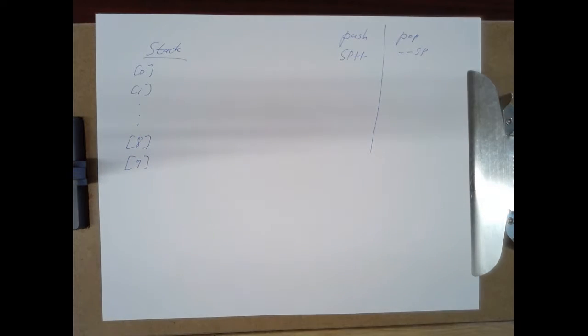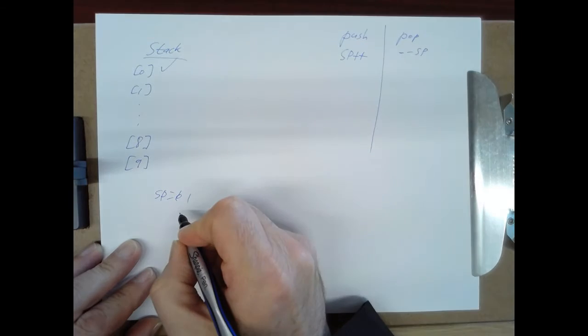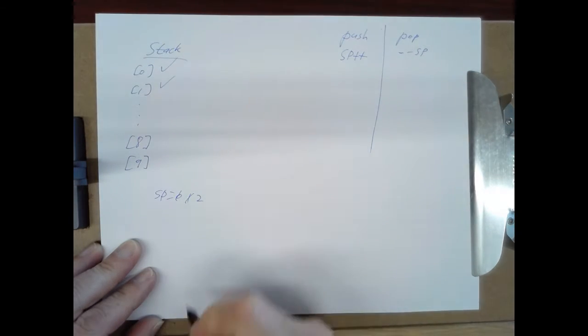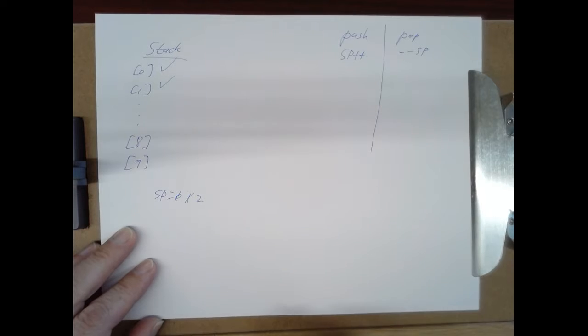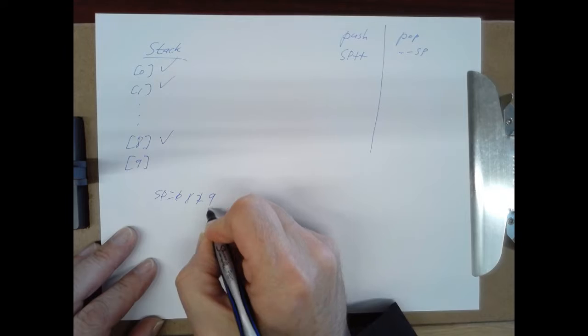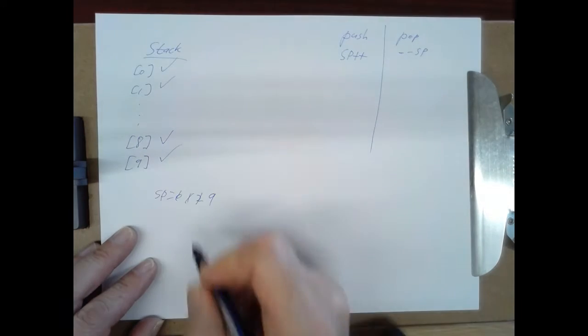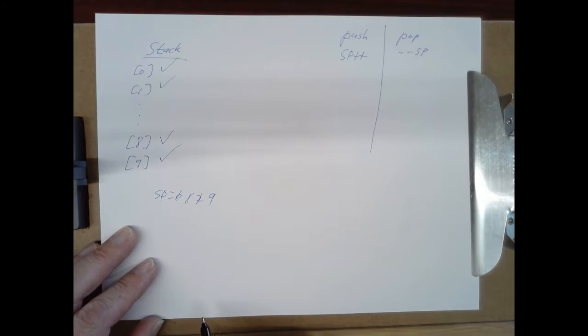So how do we know when the stack is full? Let's start pushing things. We push something here, SP will become 1. Push something here, SP will become 2. SP is always the next location we're going to push. So after we've pushed something into location 8, the stack pointer will be 9. After we push something here, the stack pointer gets incremented to a 10, and our stack is full.